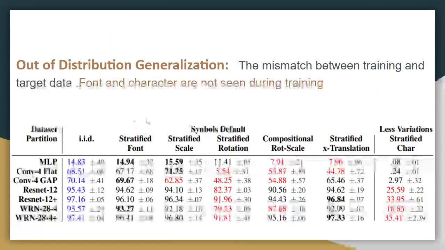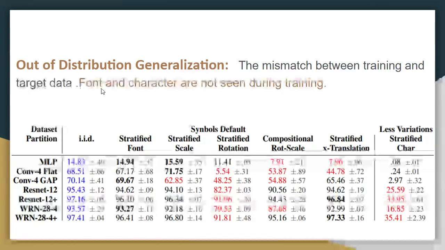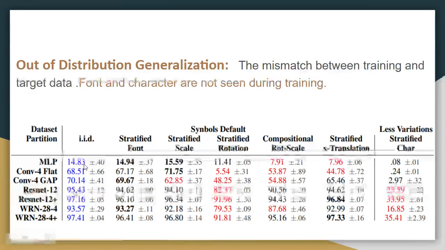Out of distribution generalization: the mismatch between the training and target is called out of distribution generalization. Here, the font and the character are not the same during the training period. Here we have used similar models as in supervised learning. The 7 models are used also, and you can see the accuracy.